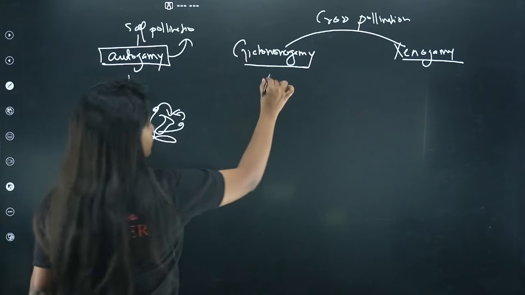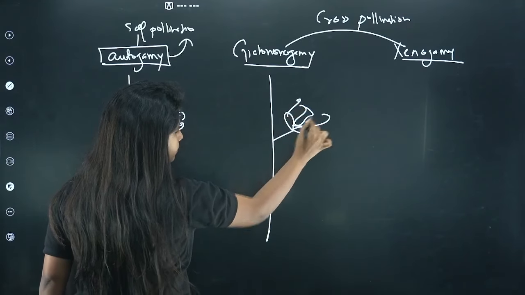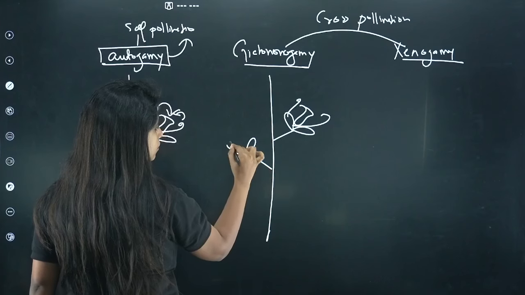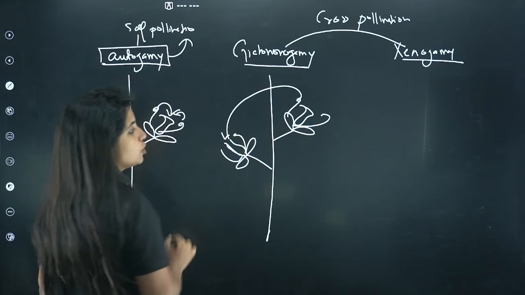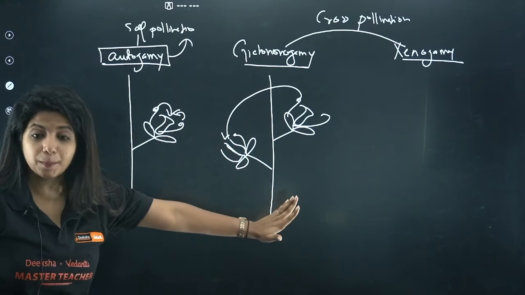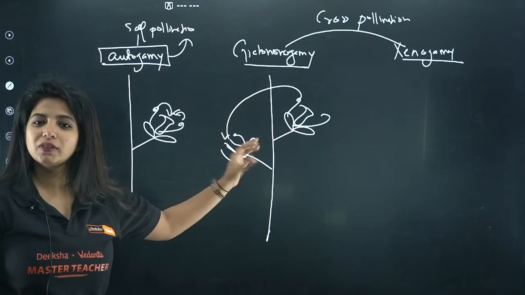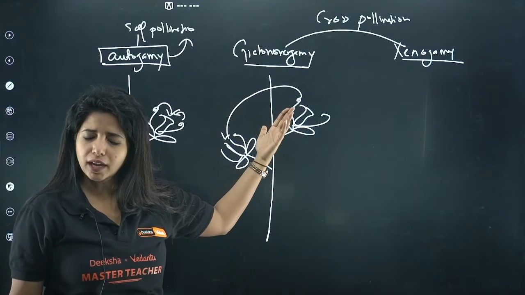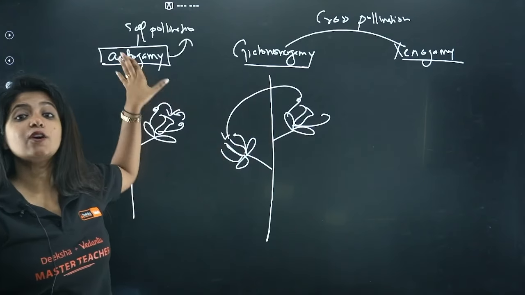Now suppose over here you have two flowers on the same plant. From here to here, pollination is happening between two different flowers but of the same plant. This is considered to be cross-pollination. But do you think genetically you will get something different out there? No, because the flowers are from the same plant. So genetically it is like autogamy.